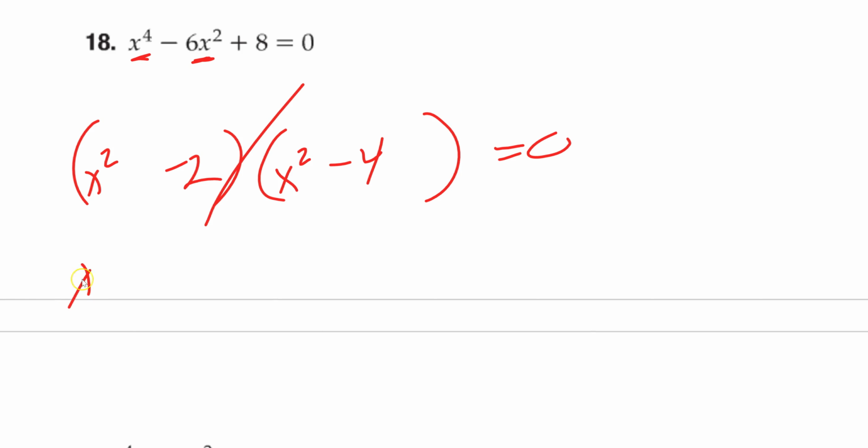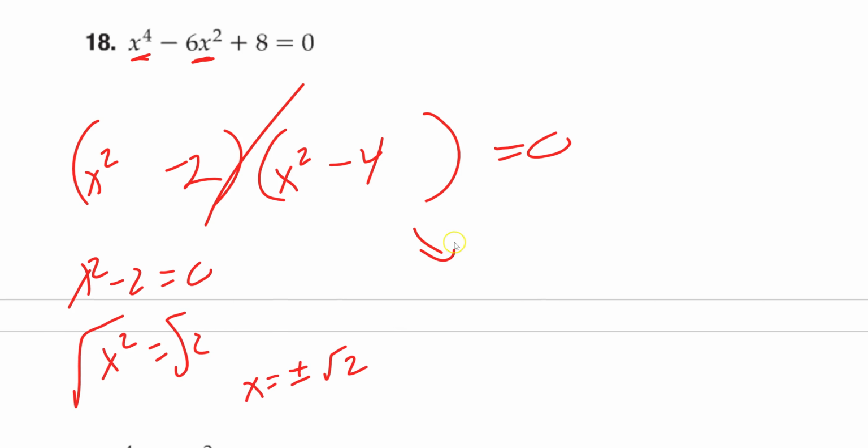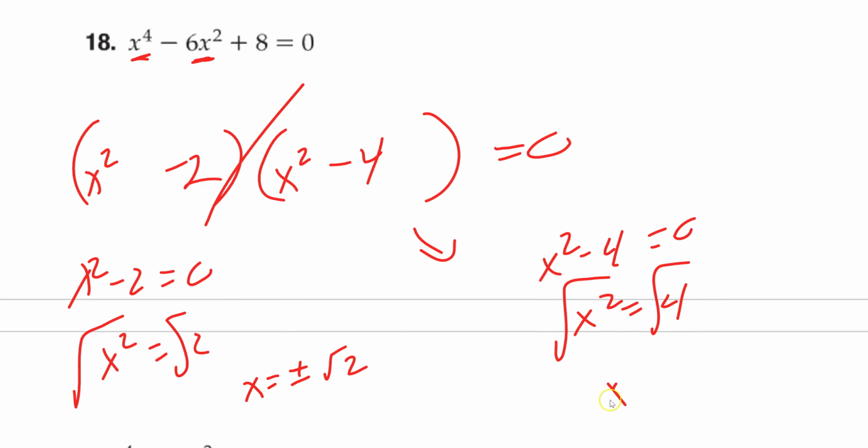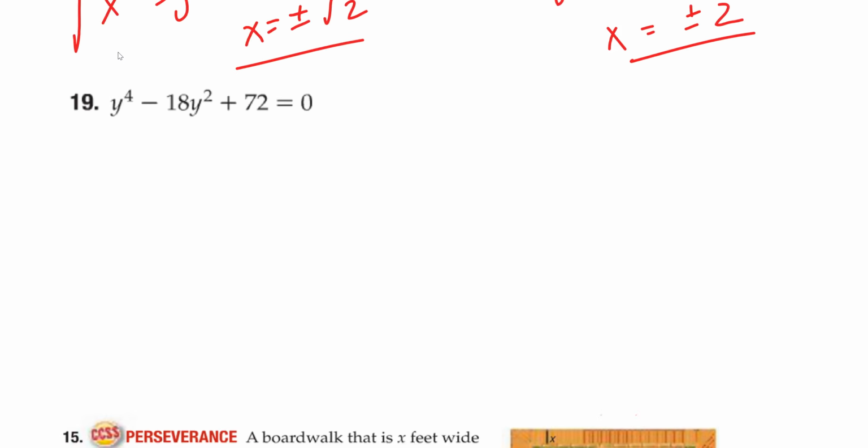Split it. X squared minus 2 equals 0. X squared equals 2. Square root it. X equals plus and minus root 2. X squared minus 4 equals 0. X squared equals 4. X equals plus and minus 2. Again, notice 4 answers. 1, 2, 3, 4. X to the 4th. It has to work out that way.